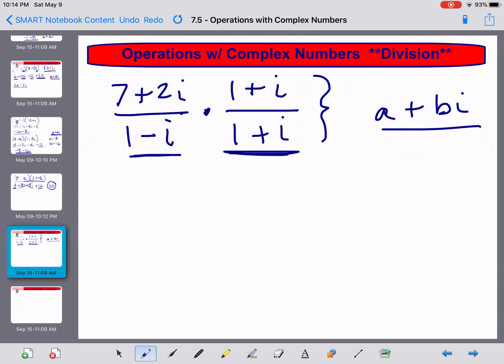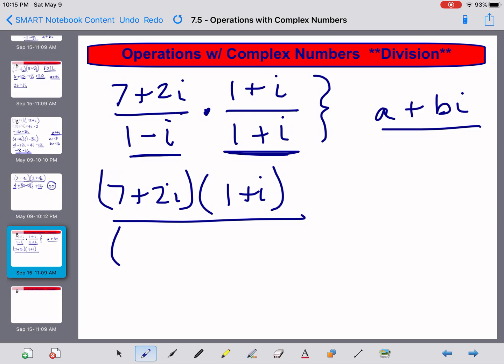Okay, so now it takes a little bit of a process, but now I'm dealing with basically 2 multiplications. Here, and then 1 minus i, 1 plus i, the conjugate. So now I'm dealing with basically 2 multiplications in the numerator and denominator.